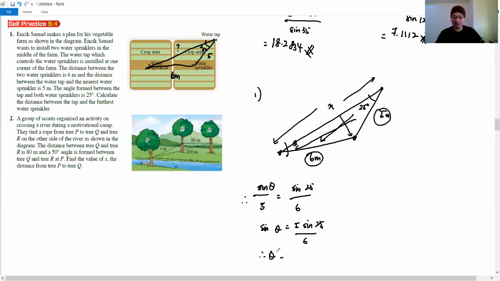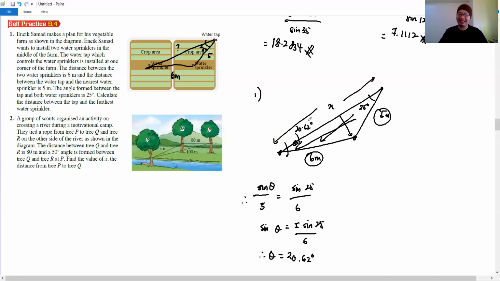Therefore, theta sama dengan berapa? Okay, tekan saja kalkulator. 5 sine 25 over 6. Okay, and then this is the answer that we supposed to get. First, 0 point something, and then we need to shift sine the answer. Alright, so the answer is 20 point something. Okay, that is your angle. Okay, so 2 decimal places, the angle here will be 20.62 degrees.